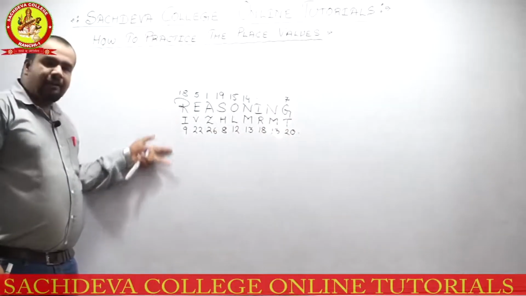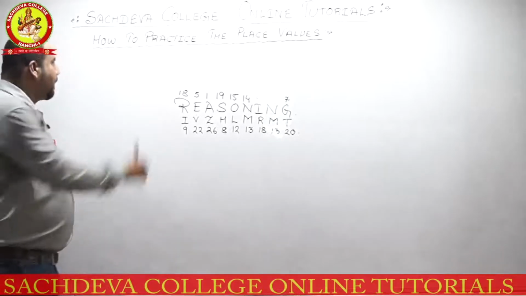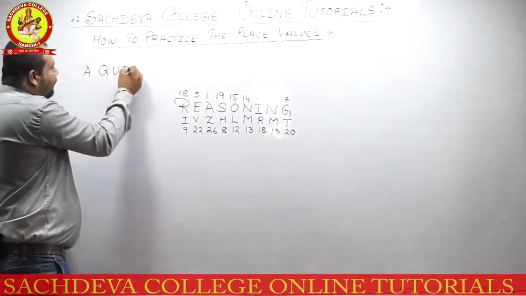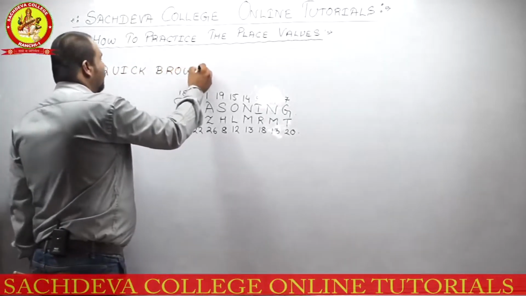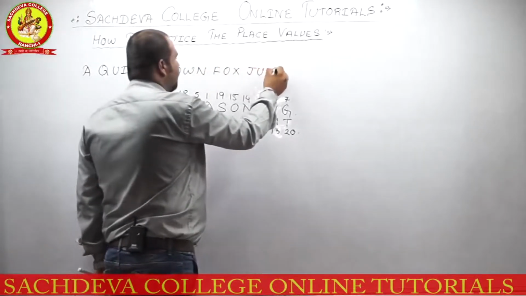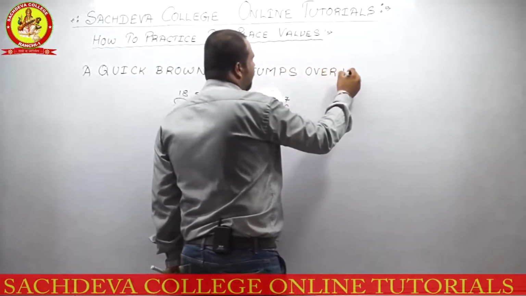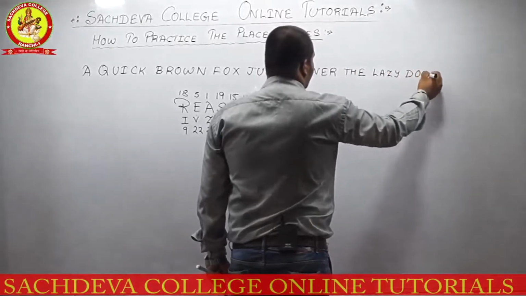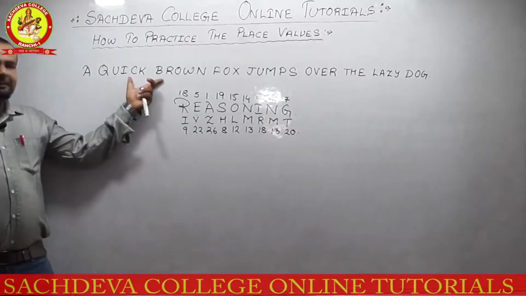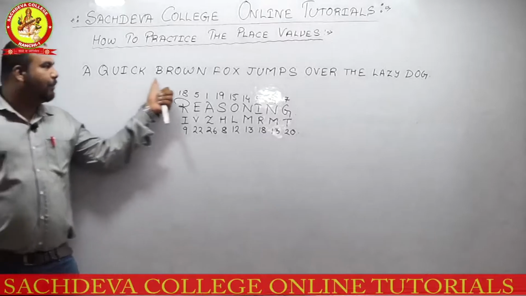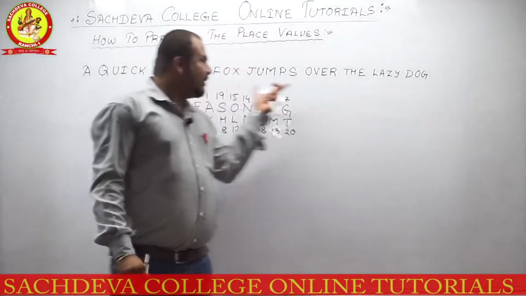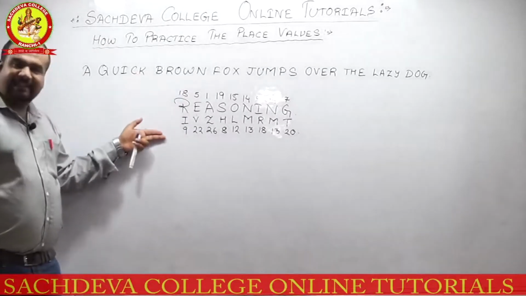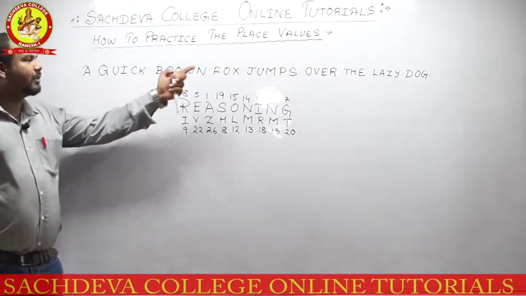Okay. Now, what I have done over here, that thing you have to do with a sentence in English. Now, look at this particular sentence. What you can see is: a quick brown fox jumps over the lazy dog. There is a speciality with this sentence: each and every alphabet of English is present in it. Now, the thing we did in reasoning, the same thing you must do with a quick brown fox jumps over the lazy dog.